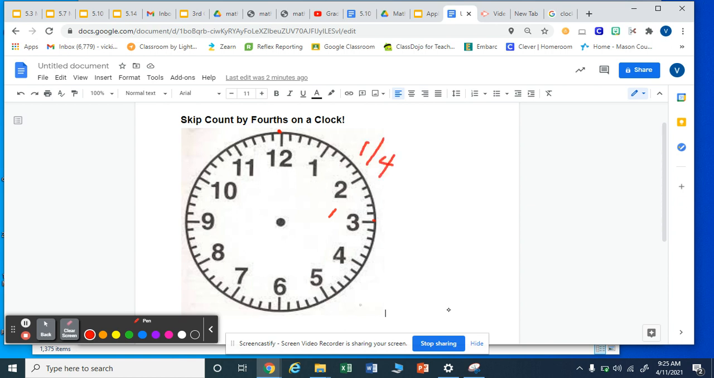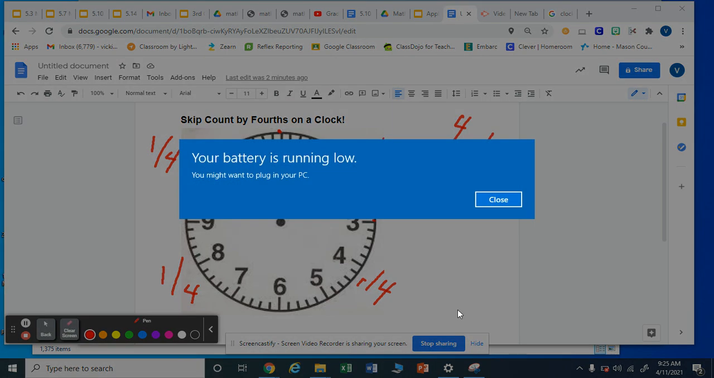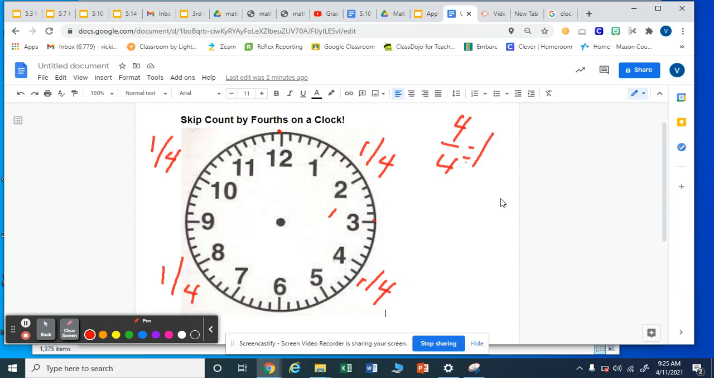From the 3 to the 6, that's another fourth. From the 6 to the 9, that's another fourth. And from the 9 to the 12 is another fourth, which you know that 4/4, 1/4 plus 1/4 plus 1/4 plus 1/4 equals 4/4, which equals 1 whole, right? So when we're doing this, we can actually skip count and think about it in fourths, right?